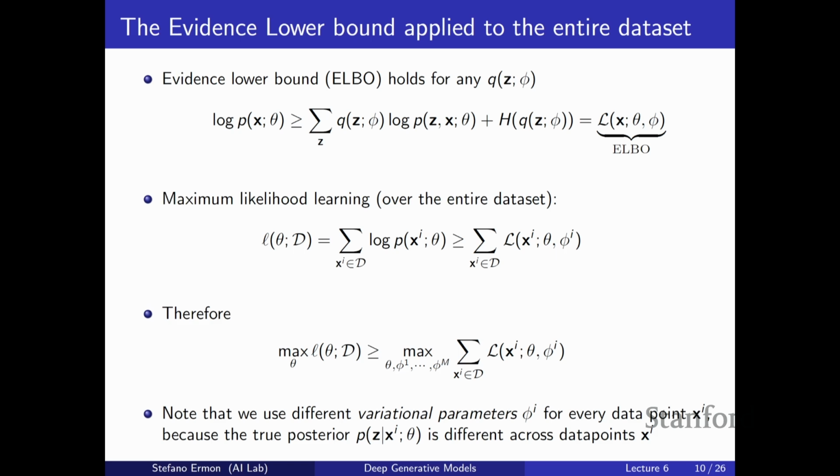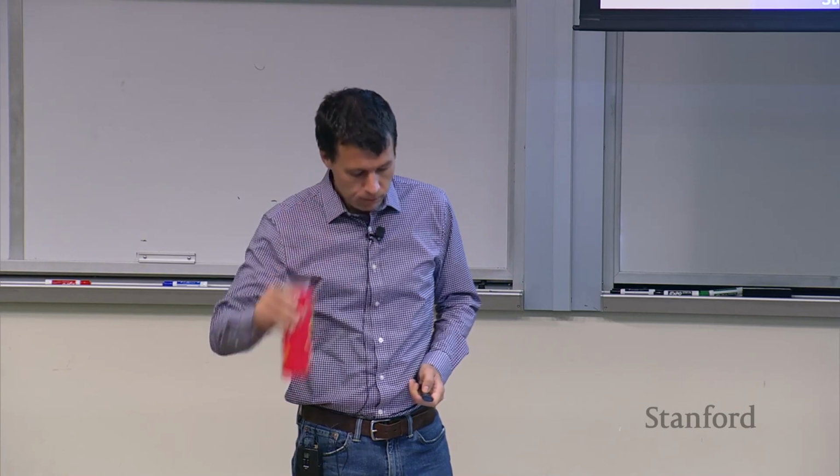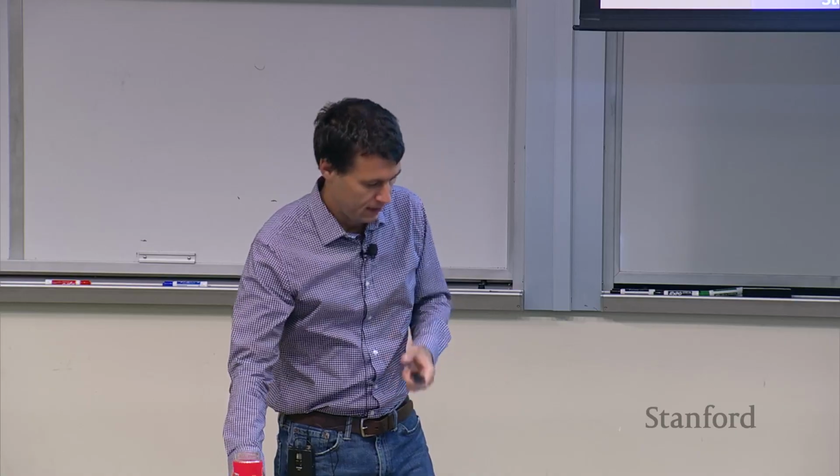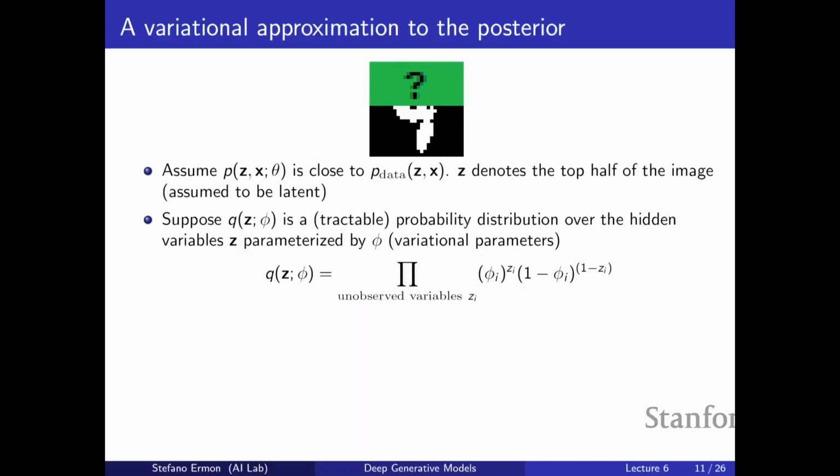Why do you need a separate phi for each data point? Yeah, I think I have an example here. In this example, let's say that the latent variables are the pixels in an image. Then at least they are meaningful and you can get a sense of what the posterior should be. So let's say that we have a distribution over images, and the x variables are the bottom half of the image, and the z variables are the top half of the image.